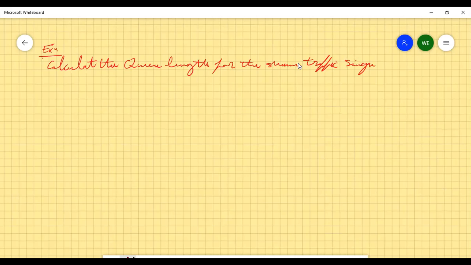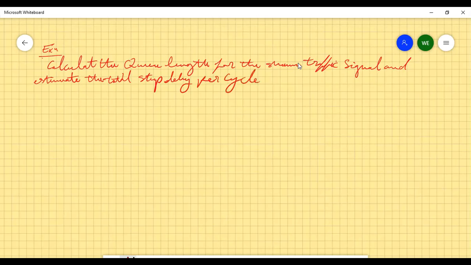And estimate the total stop delay per cycle. Okay.